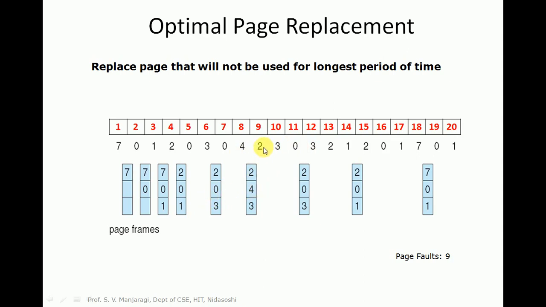The next page reference we make is 2. 2 is already there in the memory. No page fault occurs. Next we go for 3. 3 is also there in the memory. There is no page fault. Next the page reference we make is 0. But 0 is not there in the memory. Page fault occurs. 0 will be there in the disk. We need to bring it into the memory.